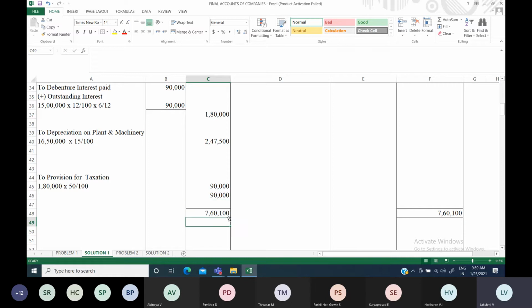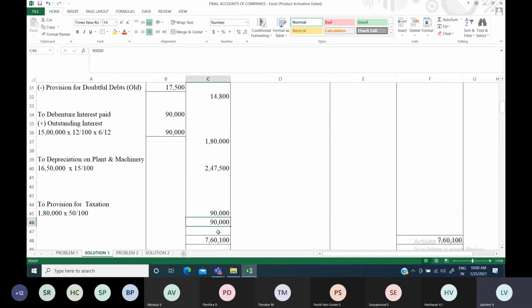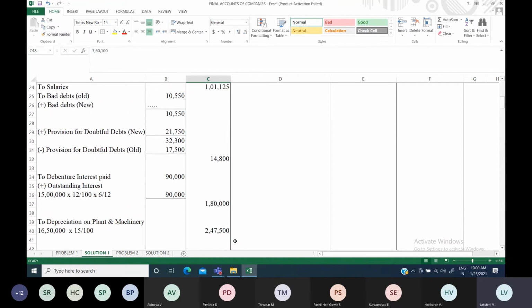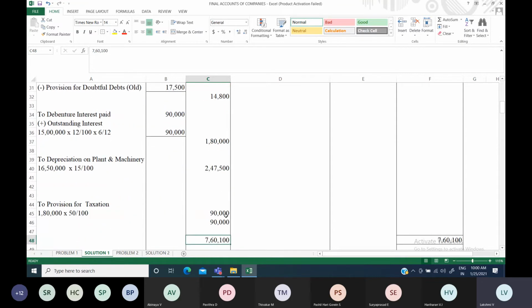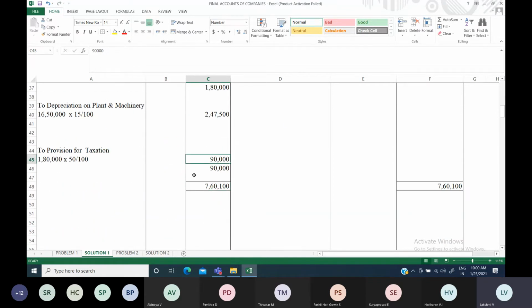So again, if you want, you can balance and check also. If you balance, 1,80,000 minus 90,000 gone, the balance is 90,000 only. You need not calculate again, but if you want, you can calculate and see also. No harm in that. If you subtract from 7,60,100 till this provision for income tax, you will be getting this 90,000 only.